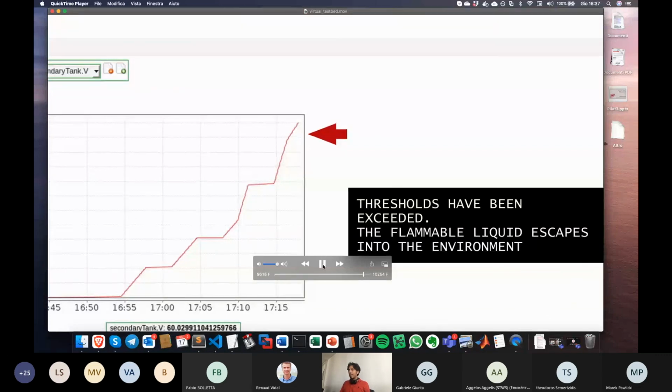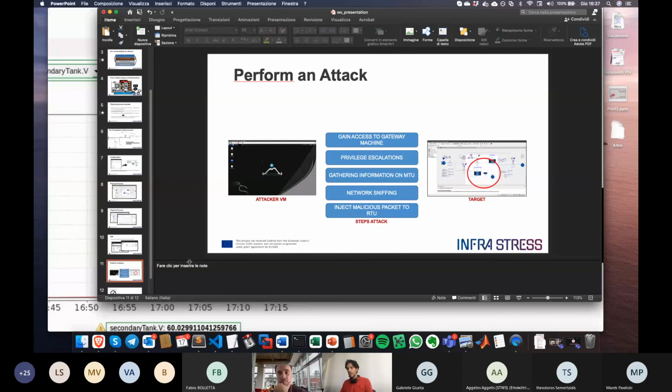So that's it from my side. I hope I have been clear. The time wasn't much, so I know it was a lot of information, but I hope the idea was clear on the possibilities that our tool can give to the security engineer.